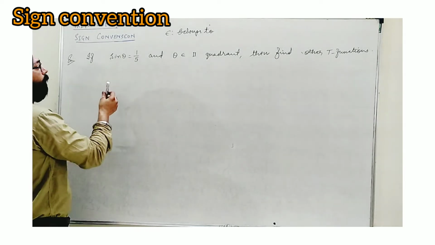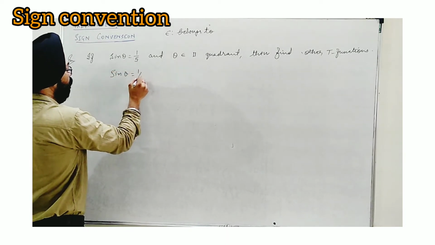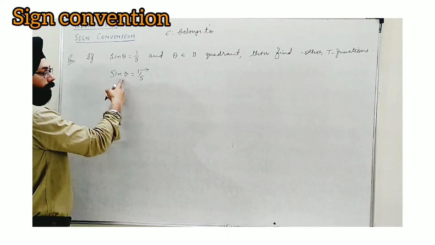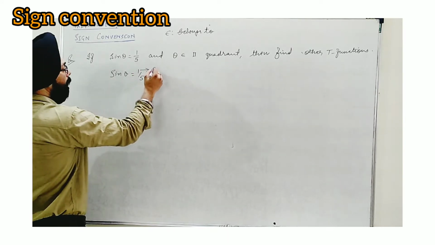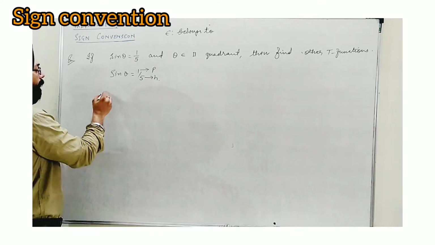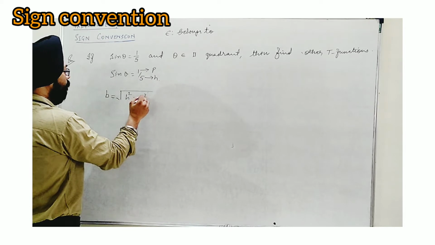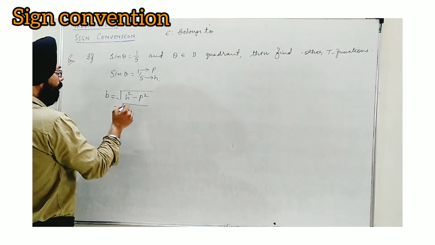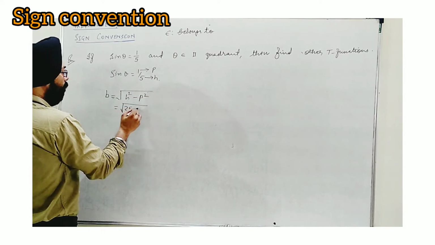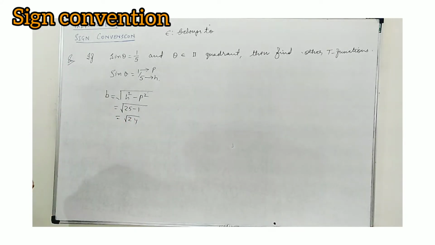In this case, what we do: we know that this is sine theta, equal to 1/5. So obviously by formula, we know this is perpendicular upon hypotenuse. So we will consider these to be P and H respectively. And the base can be obtained by Pythagoras theorem as h square minus p square, which is 25 minus 1. It comes root 24. As soon as we get the base, now we can find out the other functions also.